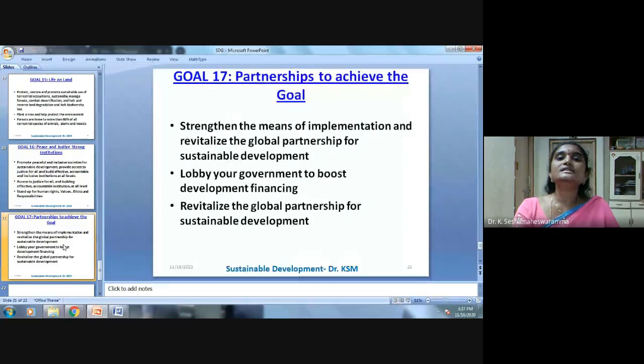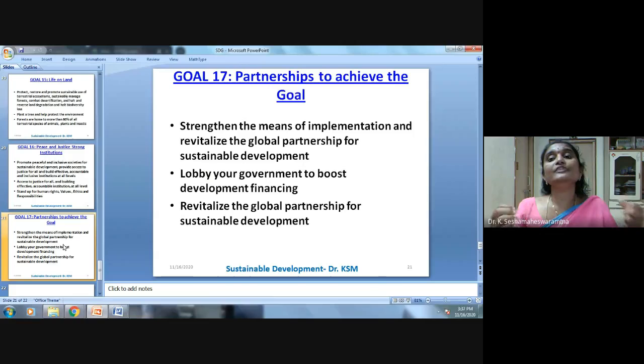Goal 17 is the last goal in the sustainable development goals: partnerships to achieve the goals. If you simply think, I am in a good manner, so what about the remaining society, where it is going on? If you are thinking that way, that is not good. Partnership is collaboration, and coordination is required to achieve the goal.